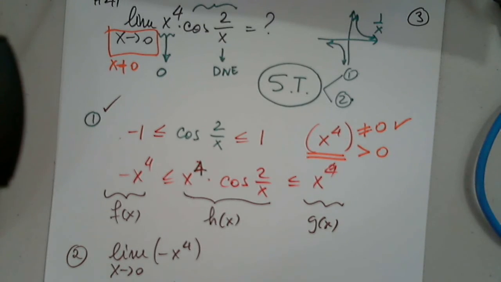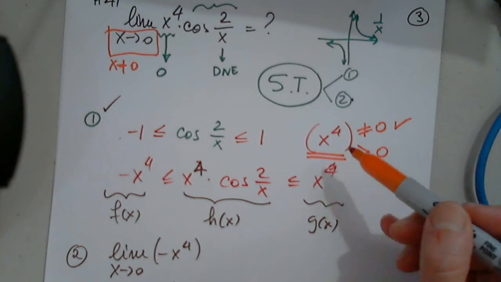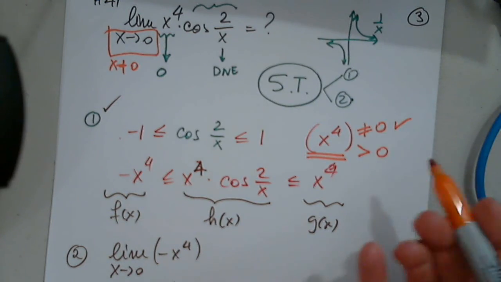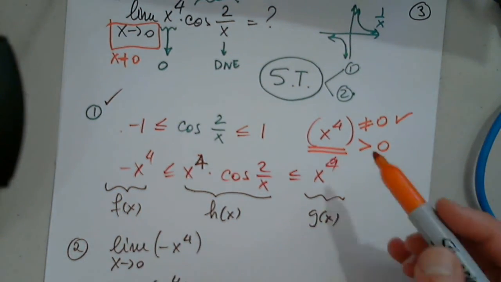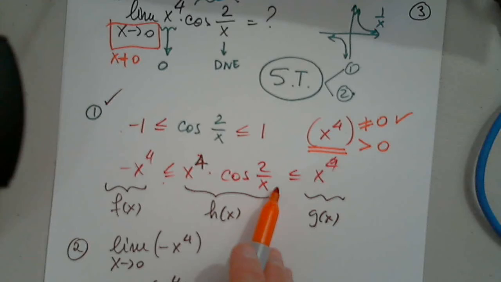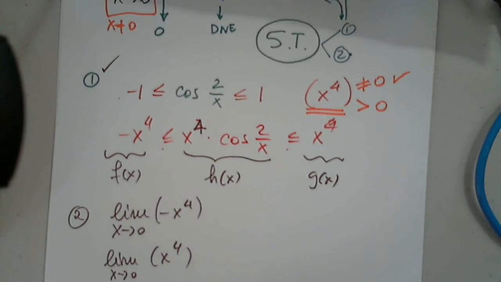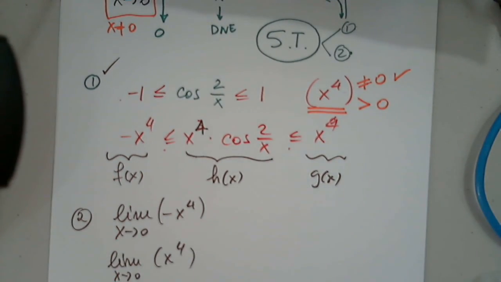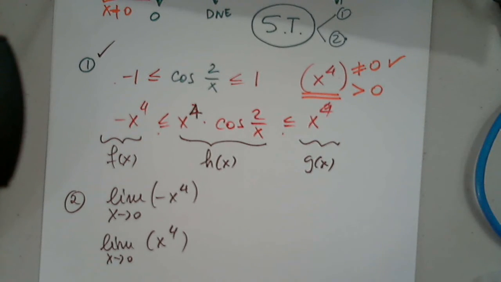Okay, good. So then what we did here was legitimate. It was never 0, because if it's 0, I'm not allowed to multiply. And it's positive, so I don't have to switch the inequality symbols. Good. So first step is completely fulfilled and discussed and analyzed.